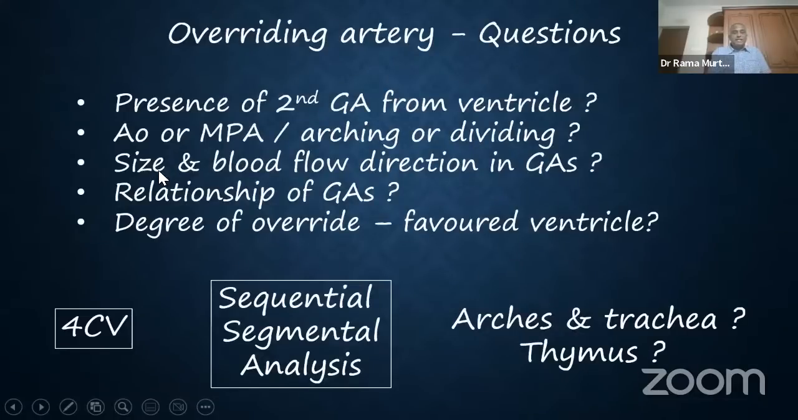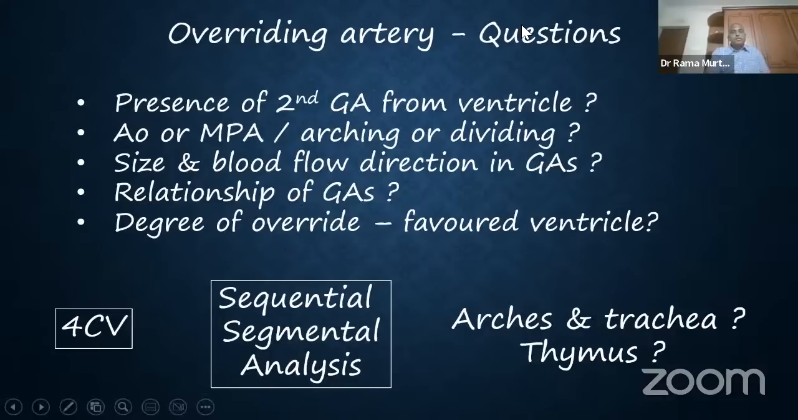What is the size and blood flow direction in the great arteries, right? We know the overriding artery is big, the other artery is small, and we need to study the blood flow directions in the great arteries. What is the relationship of the great arteries? And lastly, as I said a little while ago, what is the degree of override? Which ventricle is being favored? Is the right ventricle pumping? Is the aorta more committed to the right ventricle or more committed to the left ventricle?